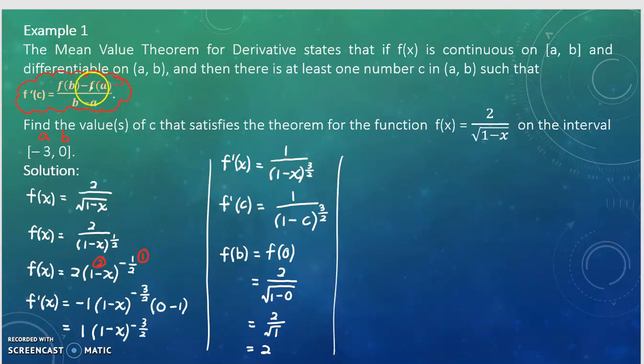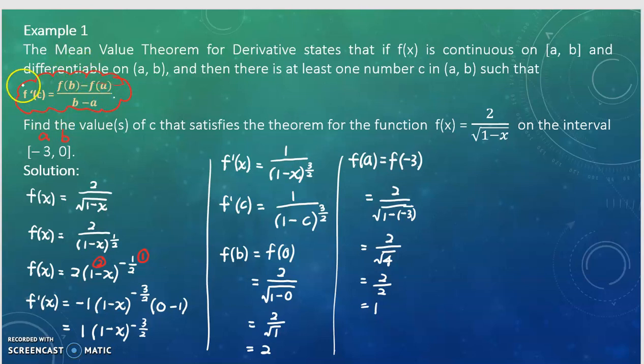Next, I will try to find f(a). f(a) will be equal to f(-3), where our value of a is negative 3. So here is 2 over the square root of 1 minus negative 3. The negative becomes positive, 1 plus 3 is 4. The square root of 4 is 2, and 2 over 2 is 1.